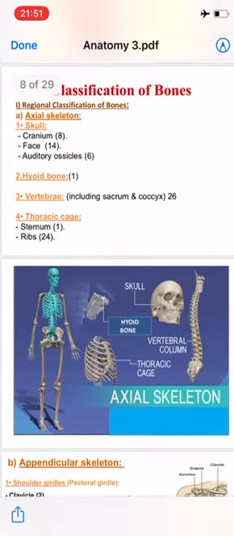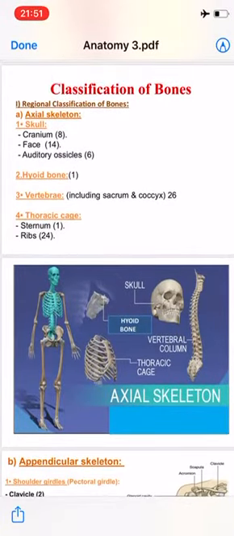We have a classification of bones. Bones are classified first according to regional classification of the bones, divided into certain regions.